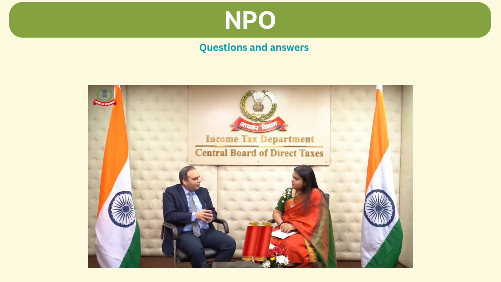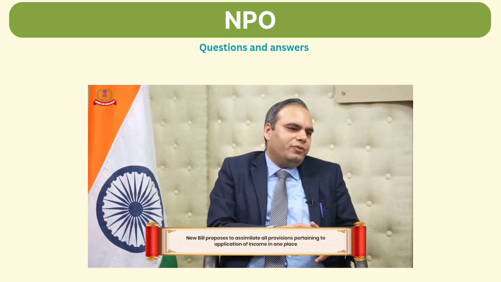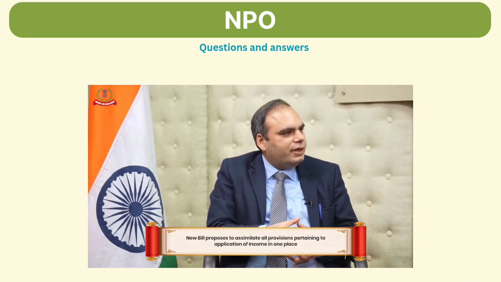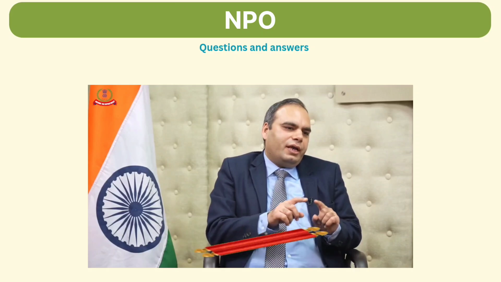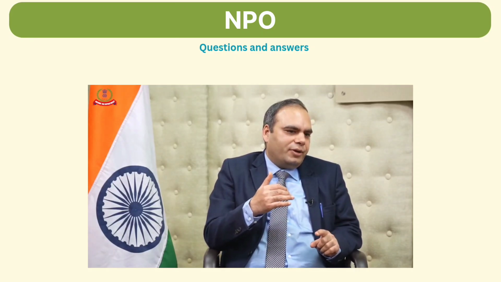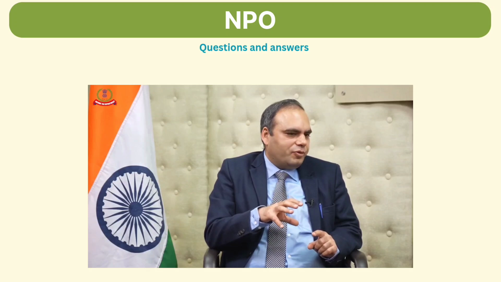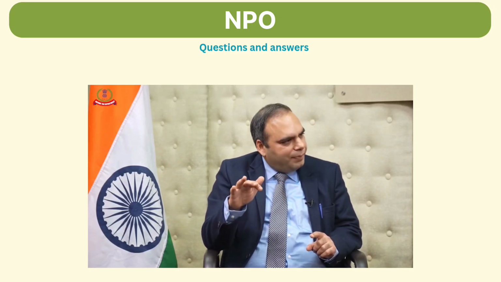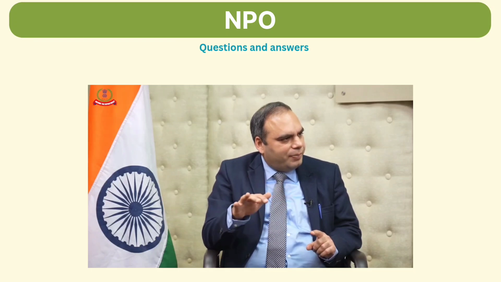So what this new bill proposes is to assimilate all the provisions relating to application of income together at one place. Right. So now, if you just read one particular clause of the bill, which contains these application provisions, it tells about the eligibility of application.